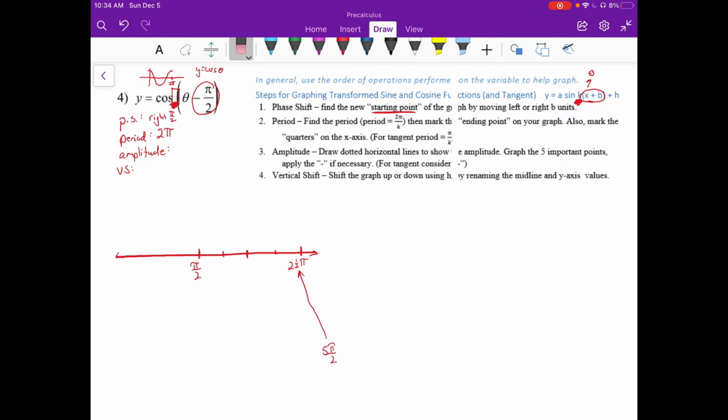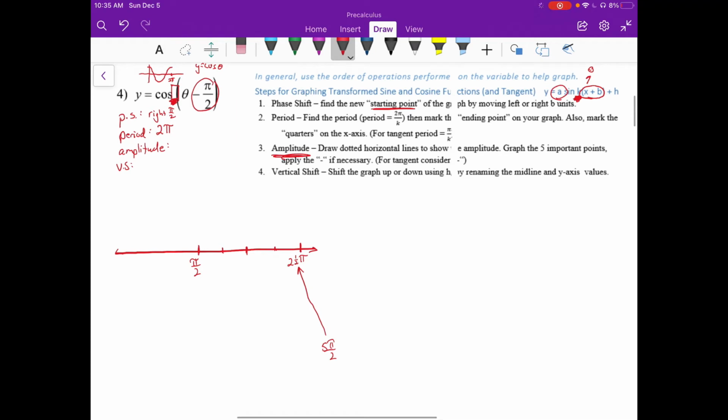Now we deal with amplitude. Amplitude is simply what is multiplied outside here. Now again, this is sine, but it works for cosine and tangent as well. So here's our amplitude. Amplitude is how far it goes from the midline. And so we're going to be going up to 1. There's a 1 out here. There's nothing written here, so it's an understood 1. And we're going to go down to -1.